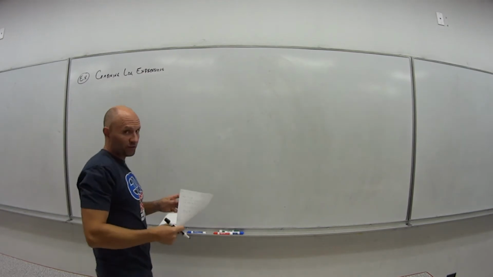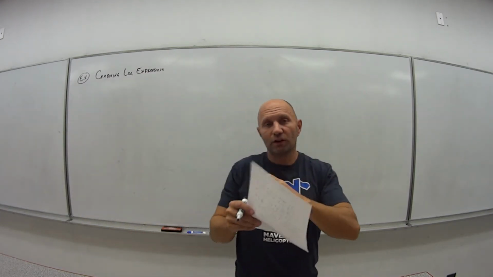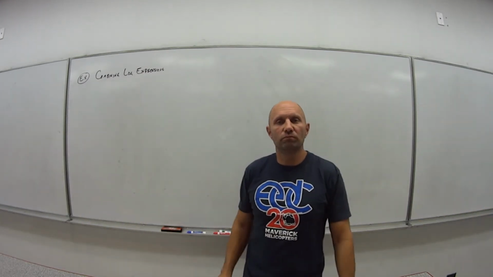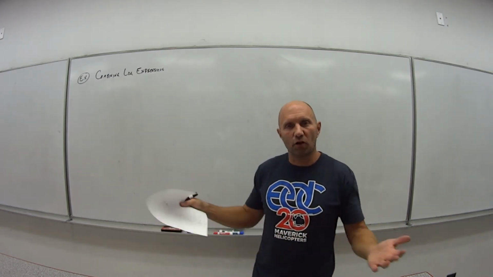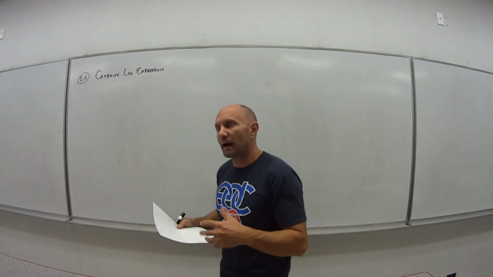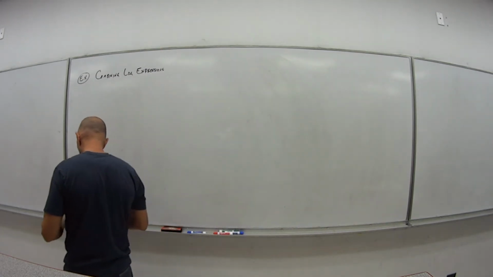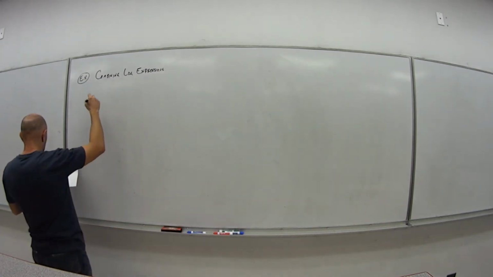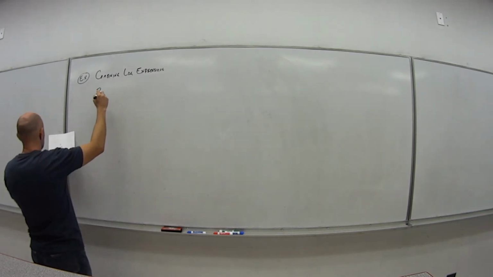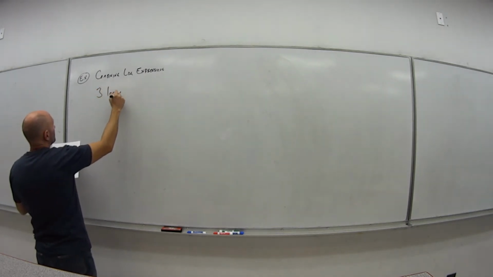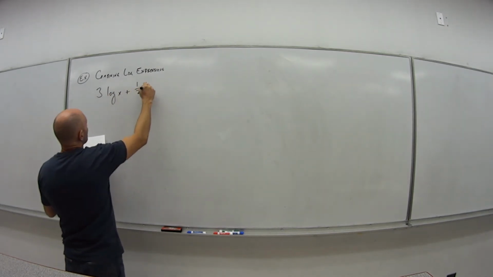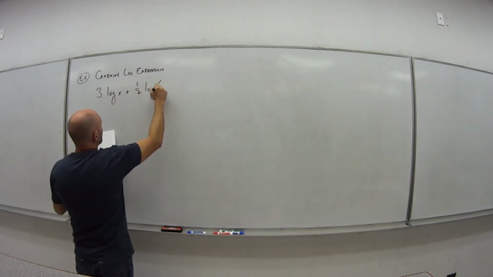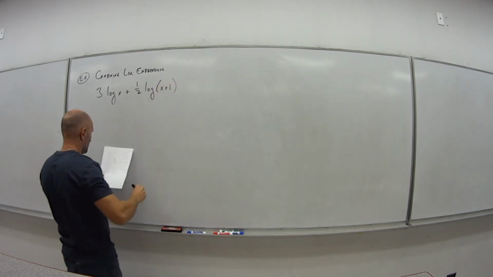So you're going to be asked to simplify this guy. You're going to have a not long, but a series of log pieces all expanded out, and you need to combine it using these law of logs. So if we have 3 log of x plus 1/2 log of x plus 1.